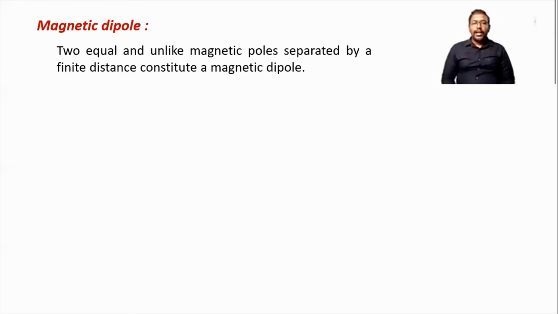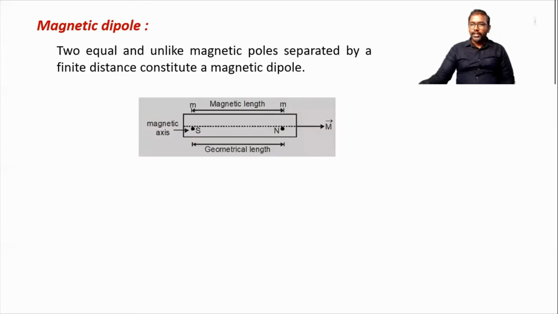We already know that di means two, and pole means pole, so here you have a magnet having two poles, S pole and N pole. So it is a dipole. Two equal and unlike magnetic poles separated by a finite distance constitute a magnetic dipole. You can see a magnetic dipole in the diagram. This is the S pole, this is the N pole, and both poles are separated by some finite distance.